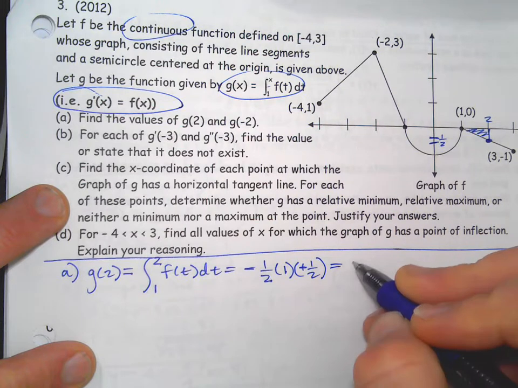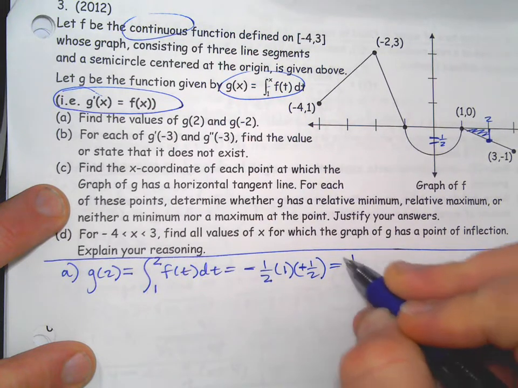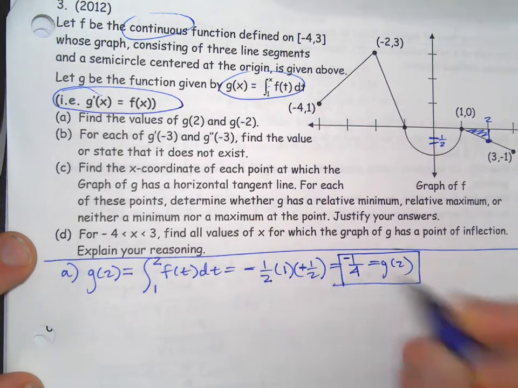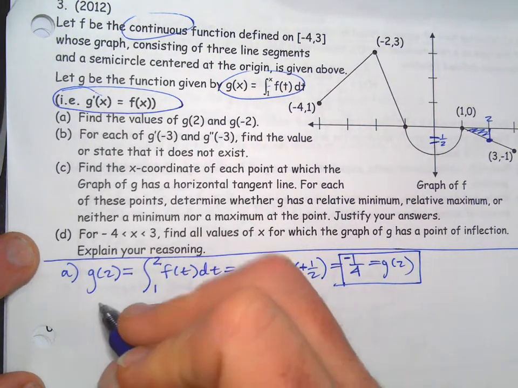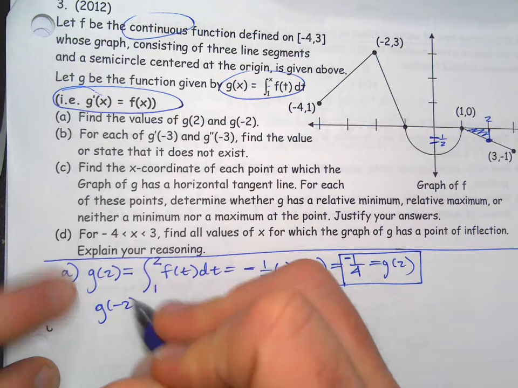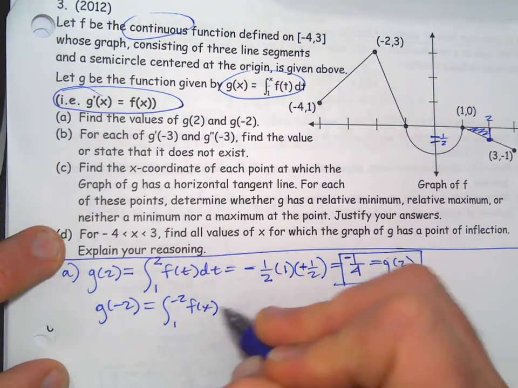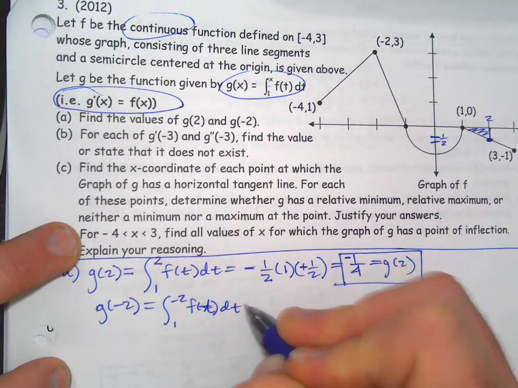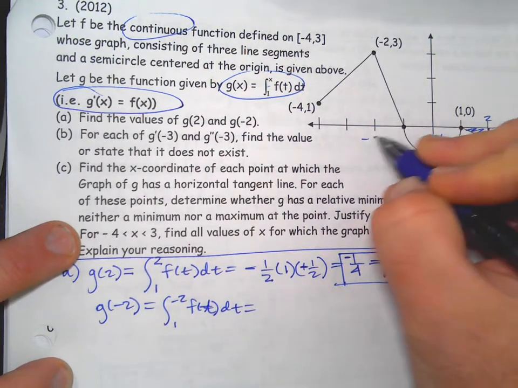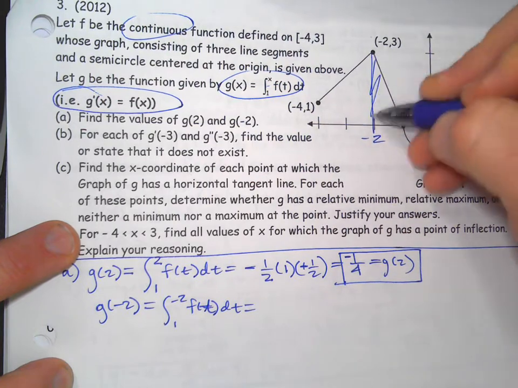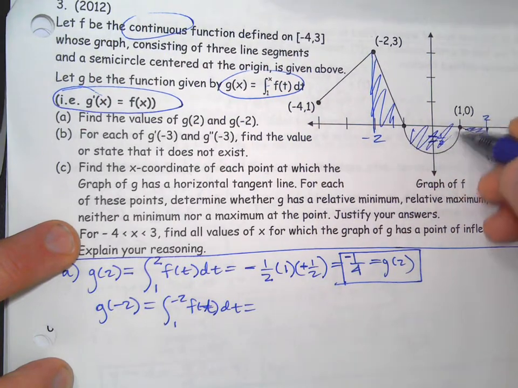And so that's going to give you negative 1/4. That's g of 2. Okay. So integrals are also the area under the graph. g of negative 2 is going to be the integral from 1 to negative 2 of f of t dt. Now, negative 2 to positive 1 is going to be all of this. So it's going to be this, and it's going to be all of this.